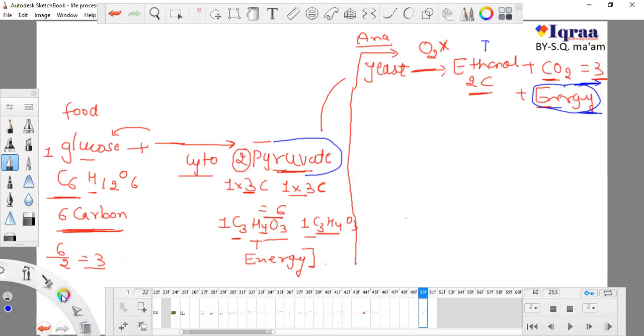The next organism is our muscles. Our muscles also break down this pyruvate, because this is a very common process present in all organisms. Our muscles, human muscles, form lactic acid, and they form energy. And lactic acid is again a three carbon molecule. So what is this lactic acid?